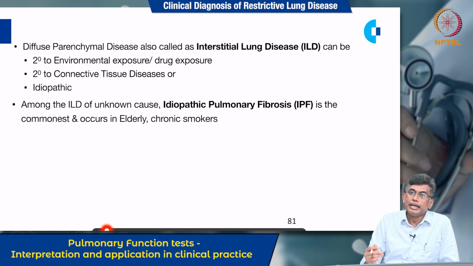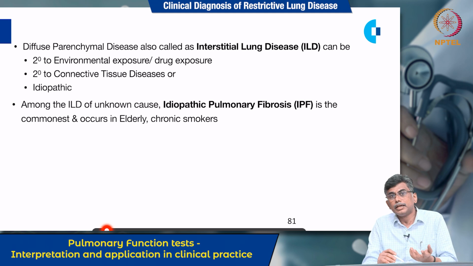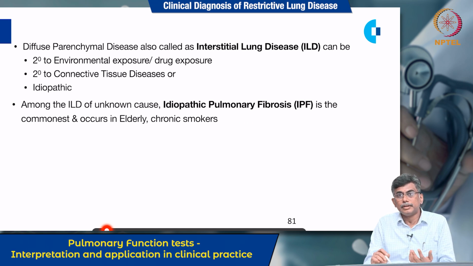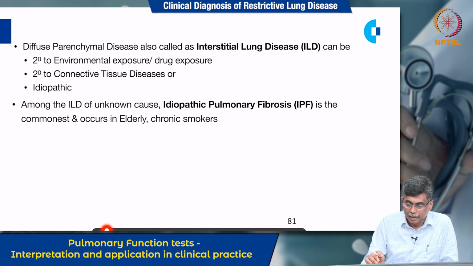Now diffuse parenchymal lung disease, of the 3 restrictive lung diseases, is also called interstitial lung disease. Interstitial lung diseases are classified based on whether the cause is known or unknown. Among the known causes, we have environmental exposure to dust like silica and asbestos, drug exposure, and secondary to connective tissue disorders. And there is another category called idiopathic, where the etiology is not known but commonly associated with smoking. Among the ILDs of unknown cause, IPF, idiopathic pulmonary fibrosis, is the commonest, and it occurs in elderly male smokers, 50 to 60 years of age, with the classical honeycombing in the subpleural areas.